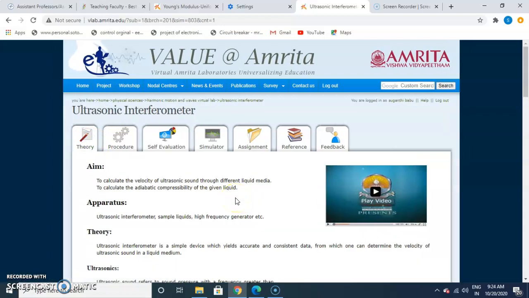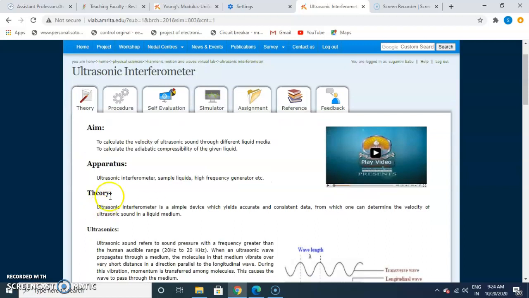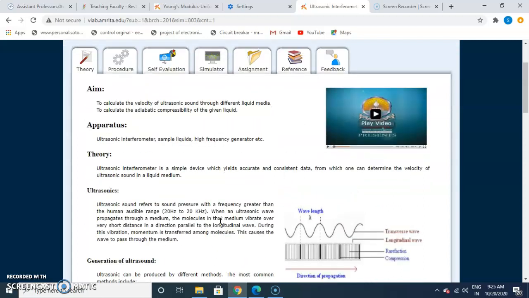In this ultrasonic interferometer, our aim is to calculate the velocity of ultrasonic sound, and the next aim is to calculate the compressibility of the given liquid. You can use any liquid, water or acetone, alcohol, anything. These are the apparatus we need: an ultrasonic interferometer, the sample liquids, either water or acetone, and a high frequency generator.